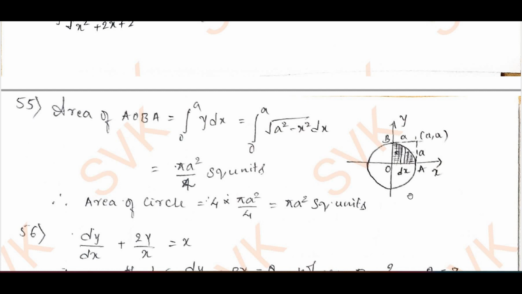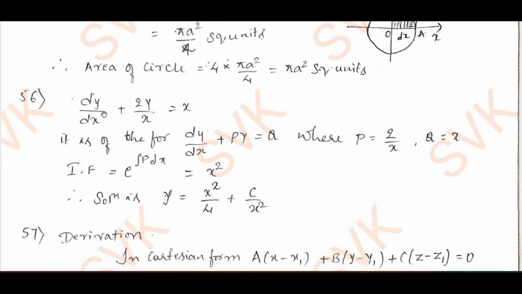Find the area of the circle here. We require to find the area of the circle. Here we have considered the first quadrant bounded by the region called AOBA. I am going to find the integral value of this. I got that as pi a square by 4 square units. Therefore, the area of the circle is given by 4 times this first quadrant area. Multiplying that value, I got pi a square units.